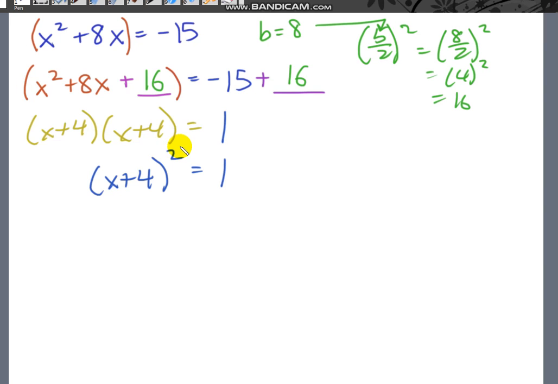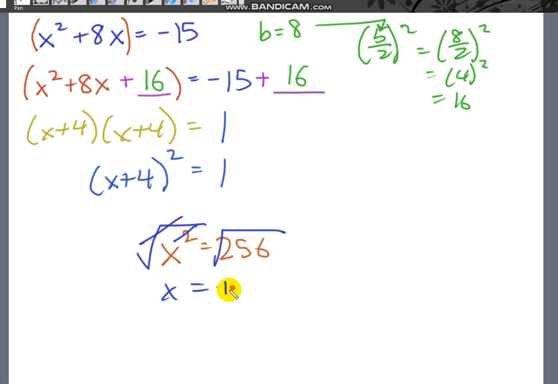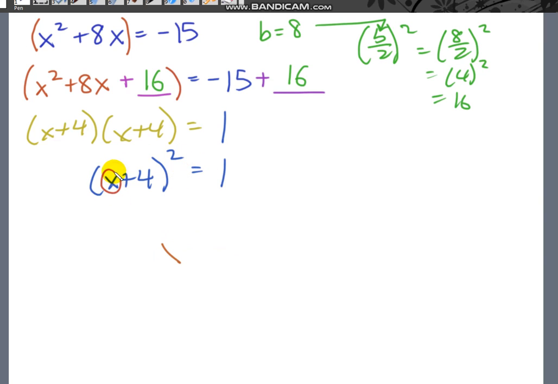Okay, next we want to get rid of the square. Recall what I showed you earlier: if I gave you x squared equals 256, the inverse operation of squaring something would be taking a square root. By taking a square root, the square root cancels out with the square, and we get x equals plus or minus 16. The exact same idea applies when you're doing something like this. The reason we want to get rid of the square is we want to solve for x. So to get rid of this square, we want to take the square root.